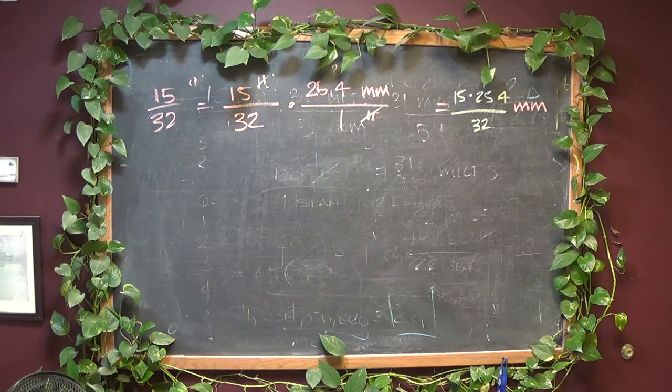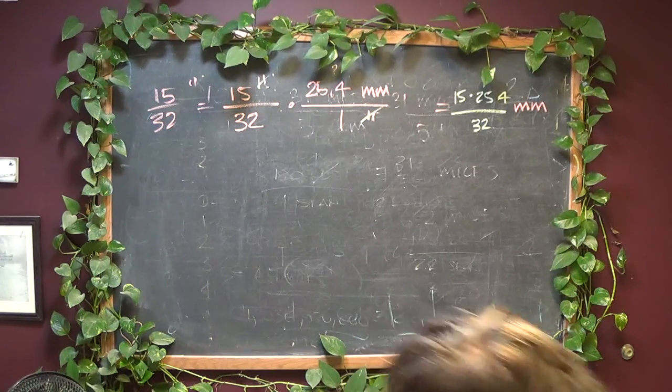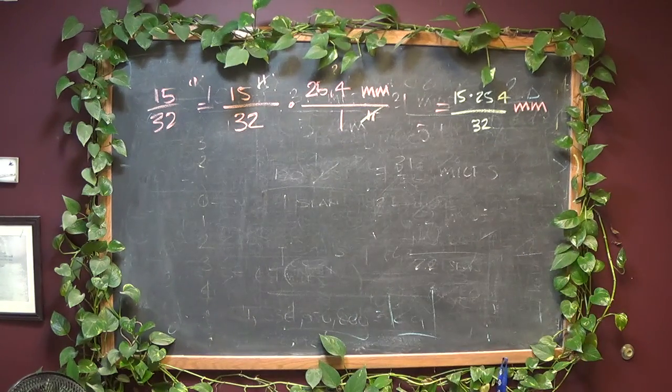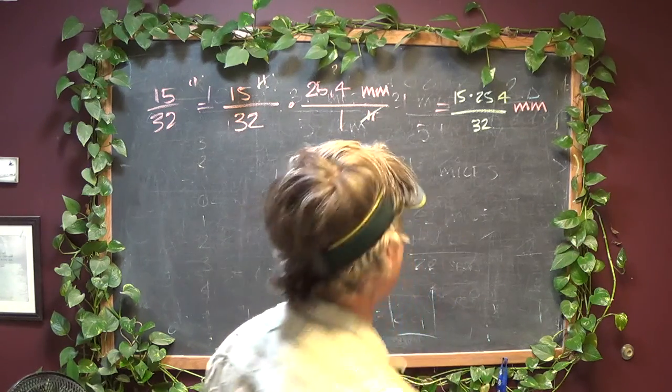15 times 25.4. And that will give you 381 up top. And then if you do 381 divided by 32, you get 11.7. I forgot the 0.4. I keep typing things wrong because I'm working too fast. 11.9.